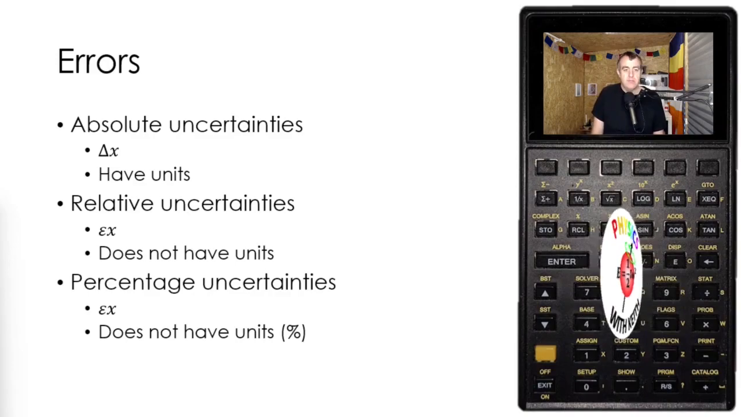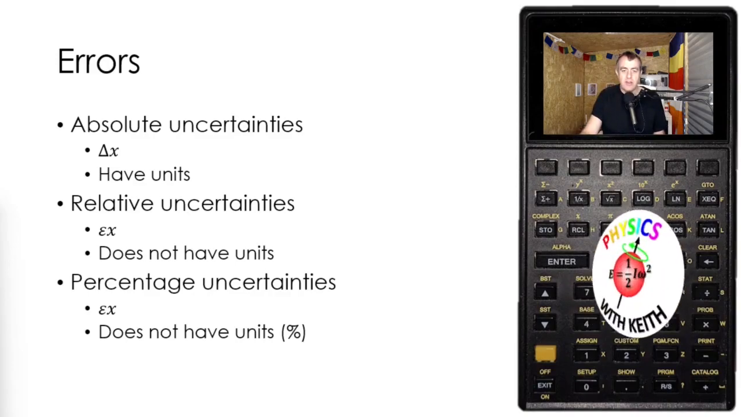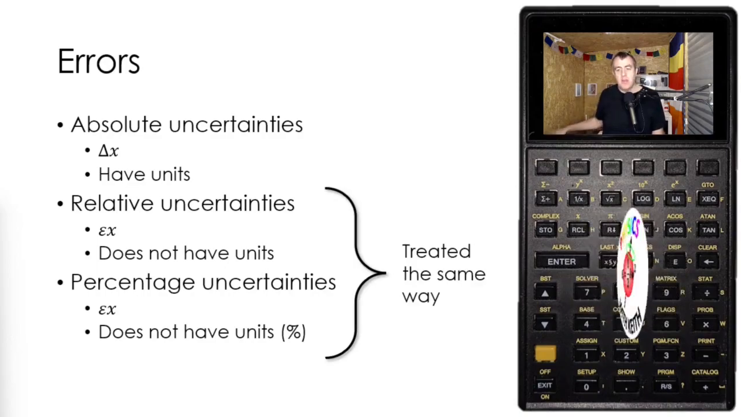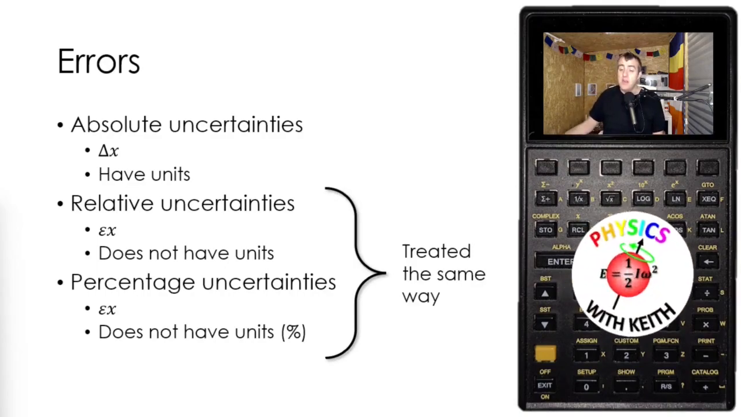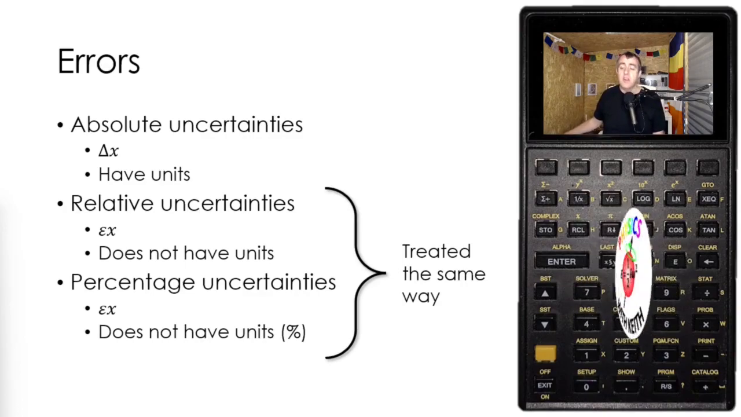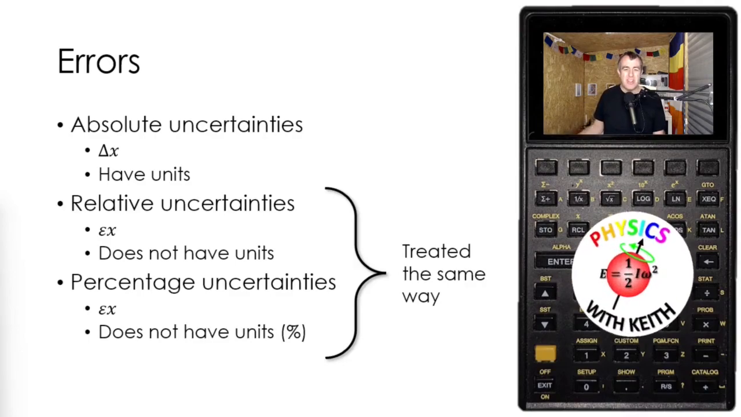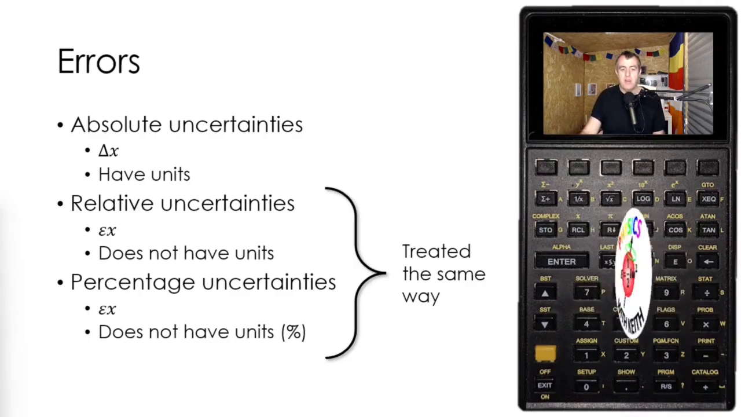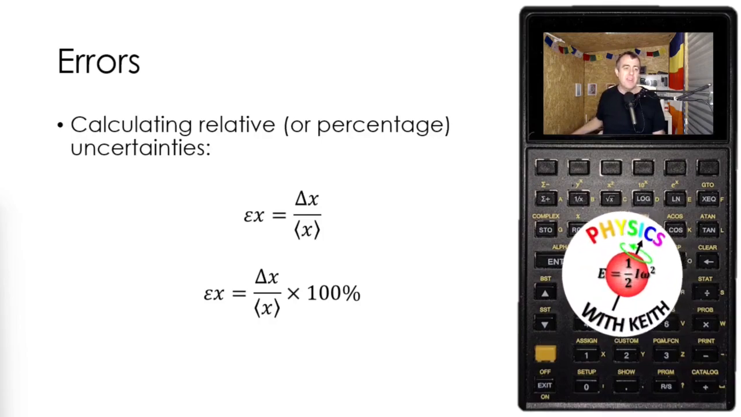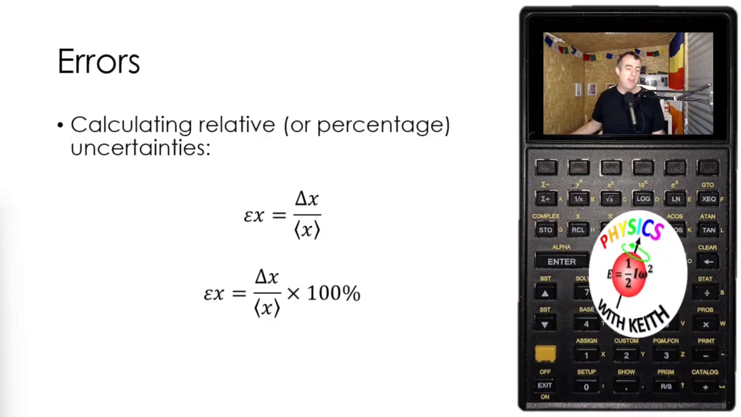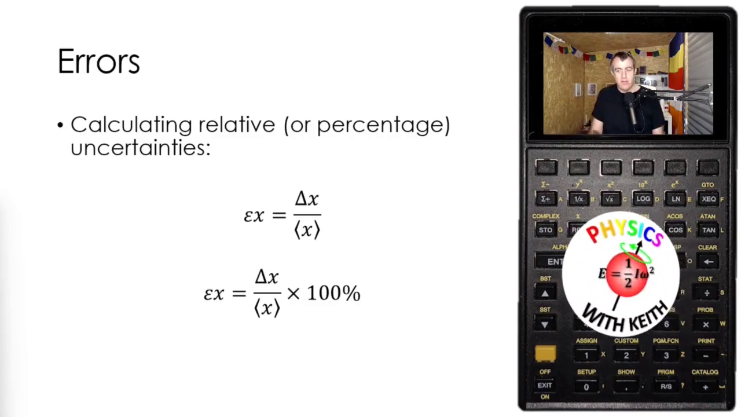So that's how we calculate them, and we can come to that in an example in just a little bit. But the point is, because relative uncertainties and percentage uncertainties don't have units, the percentage sign isn't a unit, we can deal with them in the same way. So they're pretty much interchangeable. If you want to calculate a percentage uncertainty, you just times your relative uncertainty by 100%. Then the percent sign hangs around and gives you your percentage.